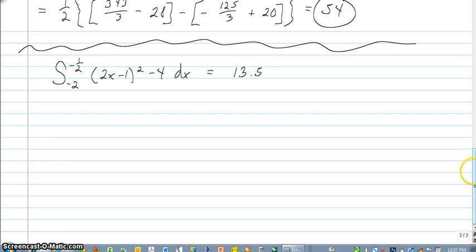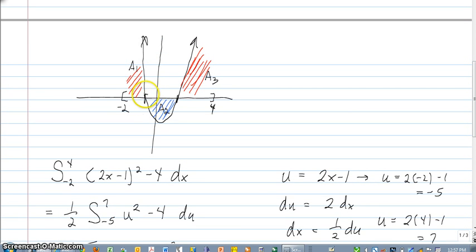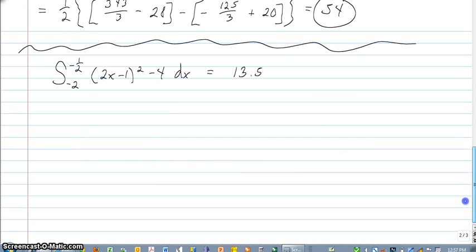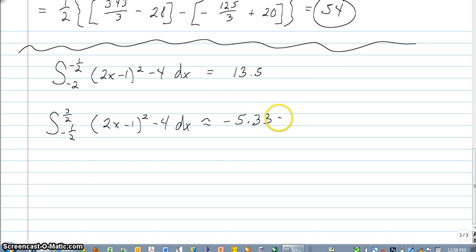13.5. And then separately, we'd have to compute the integral from negative 1/2 to 3/2. It's going to be a little bit tedious with those fractional limits. But if you do that, you would find this is approximately equal to negative 5.33, or 16/3. But if we were interested in the absolute area, we would treat that as just a positive number.